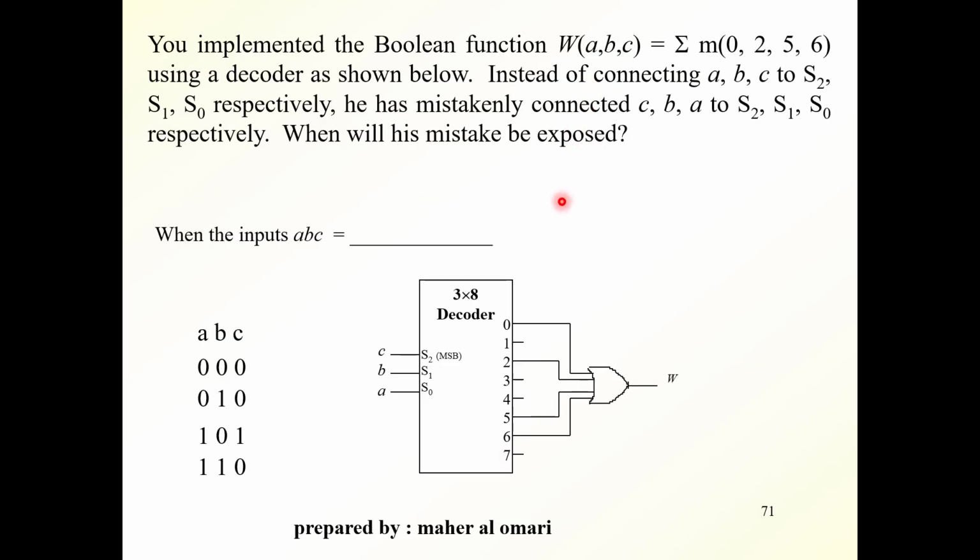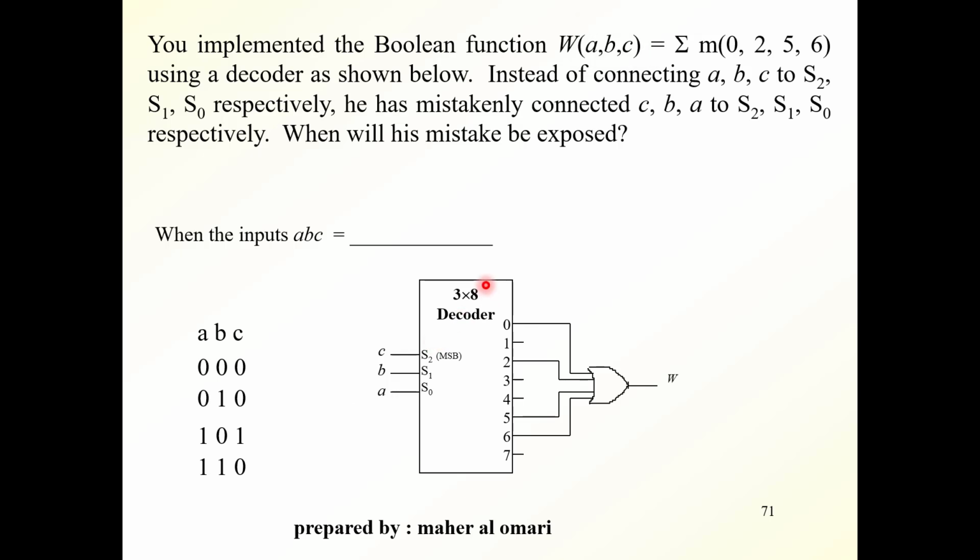Suppose that you were asked to implement the function W with the domain ABC, sum of minterms 0 to 5, 6, using a 3 to 8 decoder. What you would do is connect the domain to the select lines of the decoder. C being the least significant, you connect C to S0, then you connect B to S1, then you connect A as the most significant to S2.